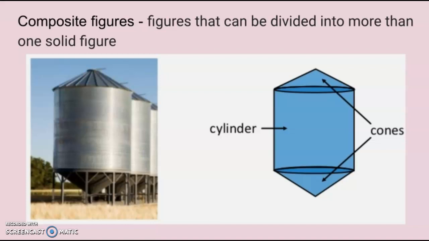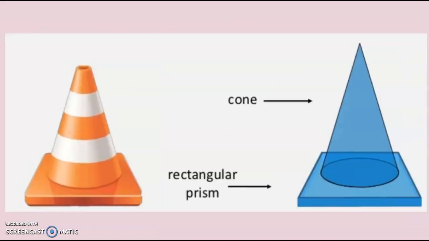So composite figures are figures that can be divided into more than one solid figure. For example, the big farming bins on the left side of the picture can be separated into two cones on both the top and the bottom, and a cylinder in the middle. Here's another quick example. The traffic cone that you see on the left is really an example of a cone put together with a rectangular prism.